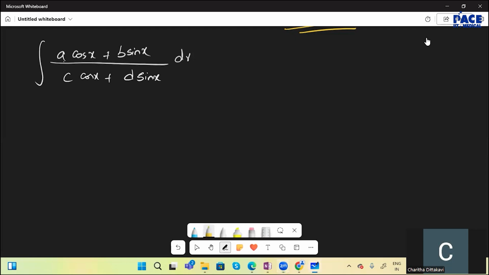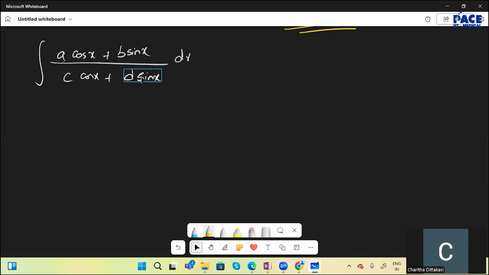So observe here carefully. Whenever you have a cos x plus b sin x and c cos x plus d sin x, a linear combination of cos x and sin x in both numerator and denominator, how do you remember this? Follow the alphabetical order. What is the alphabetical order? A, B, C and so on. So cos first, sin next. If it is given in a jumbled way, please arrange it in cos plus sin pattern only.